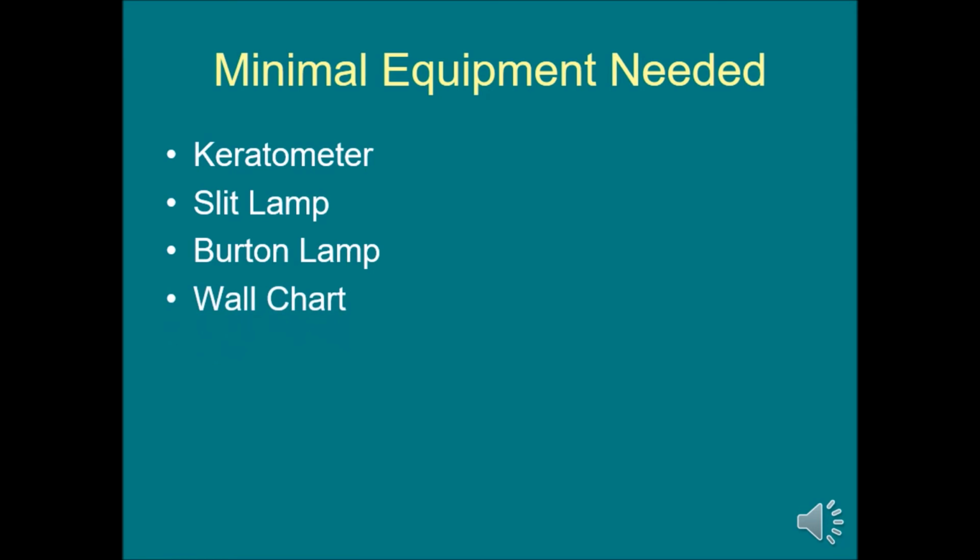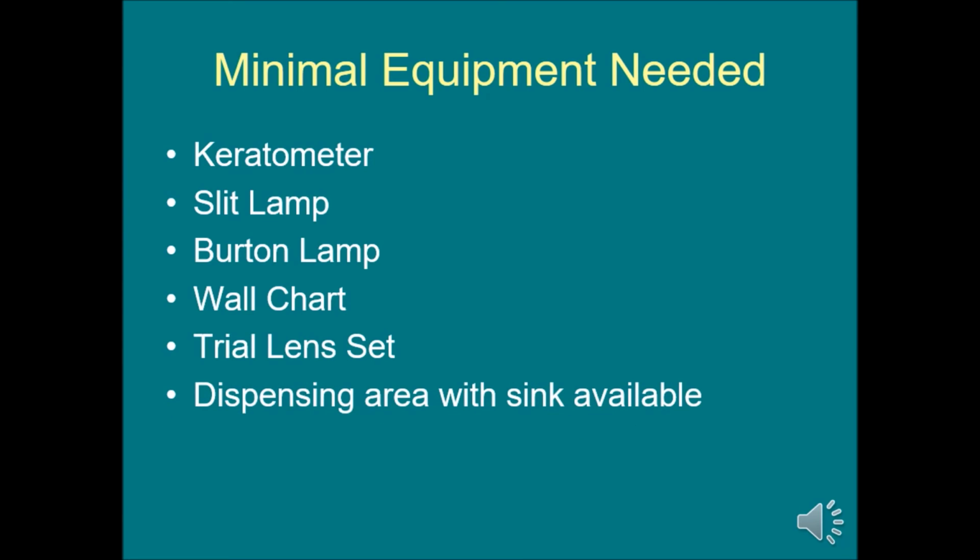You need to have some kind of a Snellen chart, a wall chart, whether it be electronic or just a chart on the wall, so you can test their vision. You need trial lenses in a fitting set so you can try different lenses on to see what fits the patient best, do your over refraction and figure out what you need. And you're going to need sinks to clean your lenses in the dispensing area especially, and you're going to wash your hands and clean the lenses. You need that for sanitary reasons. You've got to have a sink, so you've got to have plumbing.